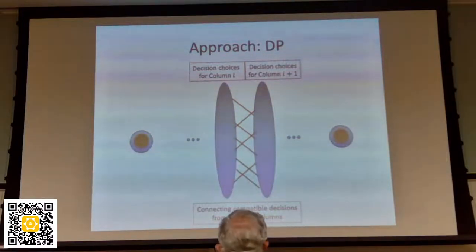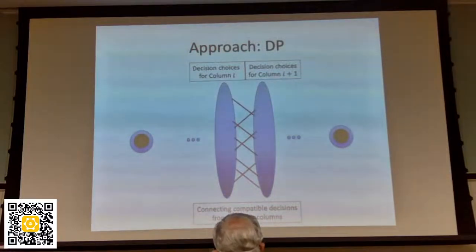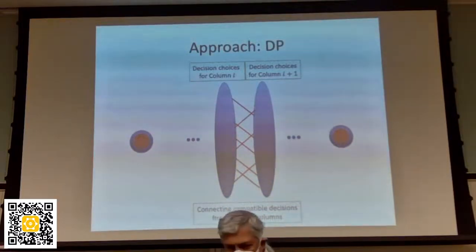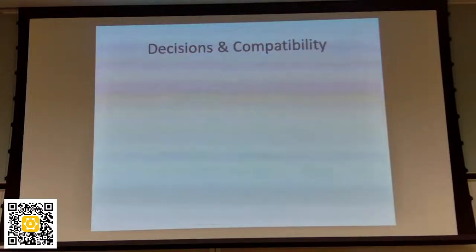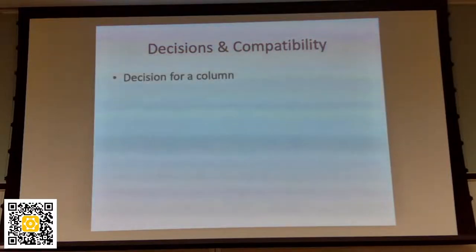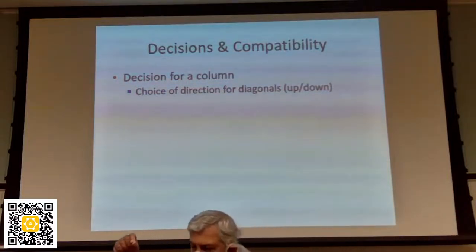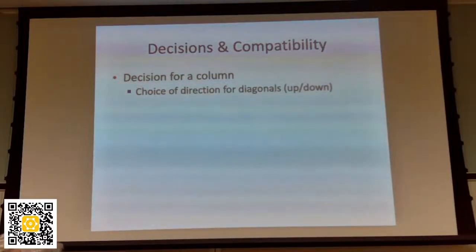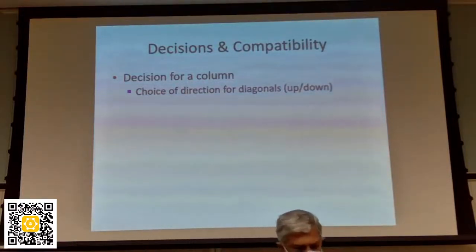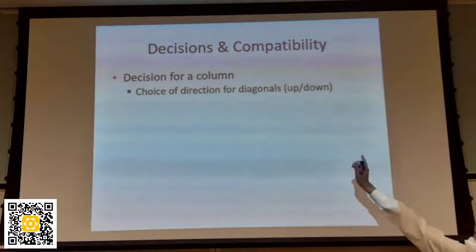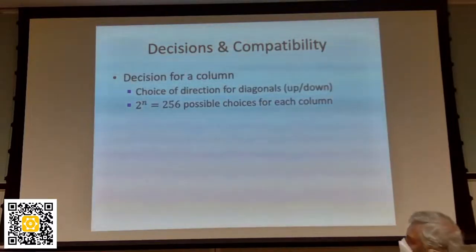Okay, so what's next? Right, so we have to talk about what are the decisions we make for each column, what are the choices we make for each column, and what does it mean for things to be compatible? We already talked about it. So remember, the decision for a column is that I have to pick a choice for each of the diagonals, and there may be up to eight of them. For an entire column, I make all the choices, and for each one I have to decide whether it's up or down.